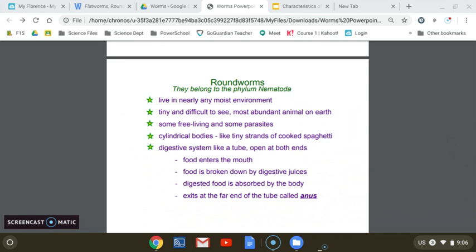The digestive system is like a tube. It's open at both ends, so the food enters the mouth. It's broken down by digestive juices. The food is absorbed by the body, and it exits at the far end of the tube called the anus.